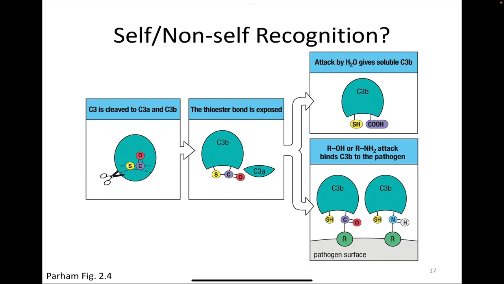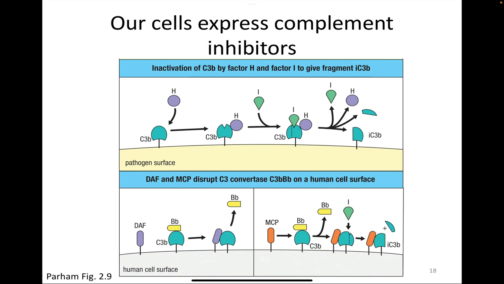This seems bad, right? You're like, oh my gosh, what's going on? Am I going to lyse at any moment? But clearly, you have not lysed. Clearly, there's a way that you don't die from this. And the way that this actually works is that all of your cells contain complement inhibitors. So all of your cells have complement inhibitors on their surface.